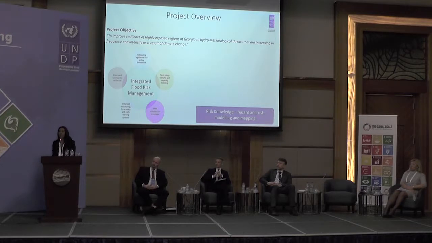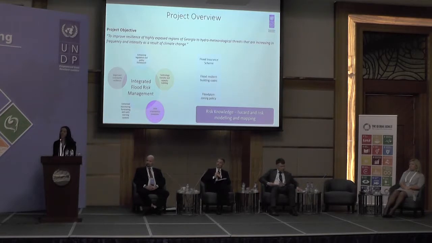The first of which is to improve the enabling environment, improve the legislative and policy framework, increase institutional capacity through the transfer of technologies and capacity building, the implementation of flood protection measures, both structural measures but also non-structural measures, to enhance the preparedness by implementing a flood forecasting and early warning system, and to improve community resilience. And all of this is underpinned by risk knowledge. So the hazard and risk modeling that was done is used in absolutely all of these pillars, and I will show you.